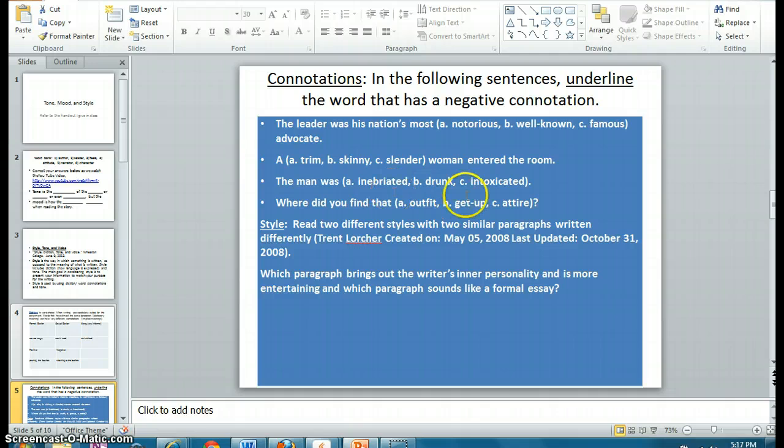I would say get up would be the most negative. I think outfit and attire are fine. Attire is more formal. Outfit is a little less formal. I think get up is the most negative. And if you disagree, I understand.